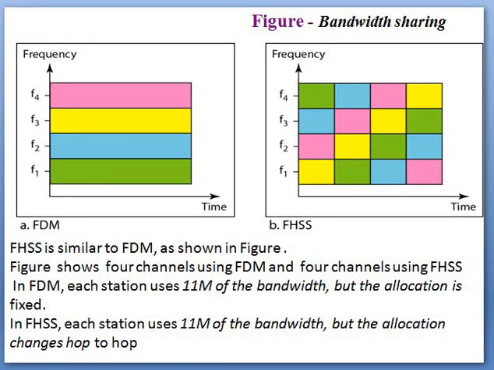The figure shows 4 channels using FDM and 4 channels using FHSS. In FDM, each station uses 1/M of the bandwidth, but the allocation is fixed. In FHSS, each station uses 1/M of the bandwidth, but the allocation changes hop to hop.